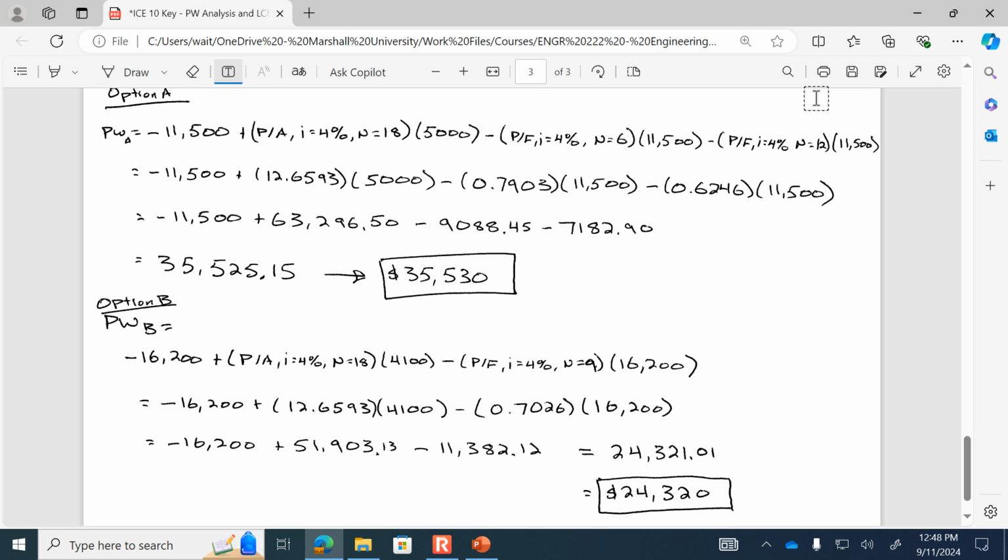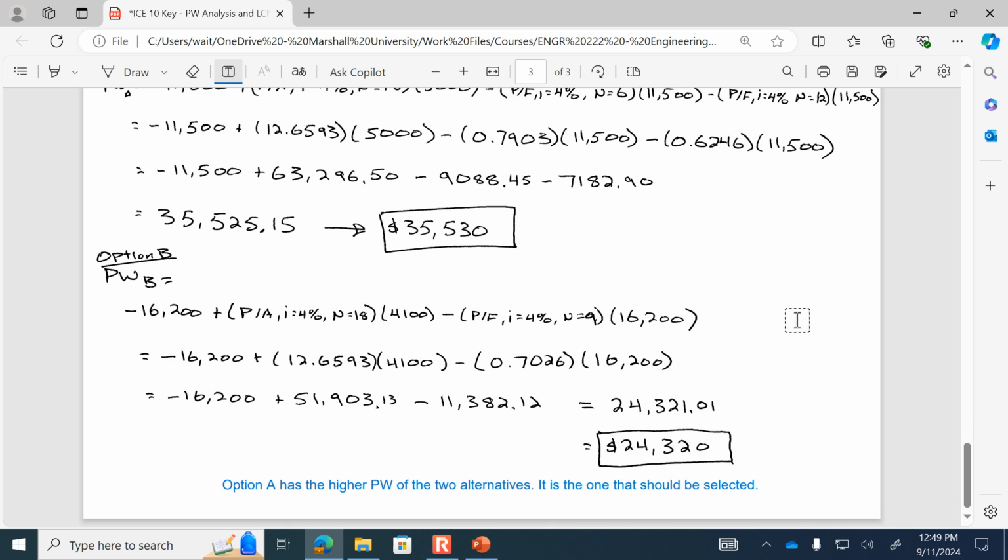So our decision criteria says to select the option with the highest positive present worth when items are discounted at the MARR. Anybody remember what MARR stands for? M-A-R-R? Minimum attractive rate of return. Good. Minimum attractive rate of return. It's a policy decision that's set by the company on how low of a project they're willing to accept. So at the bottom we state the result of our decision criteria. Option A has the higher present worth of the 2 alternatives. It is the one that should be selected.